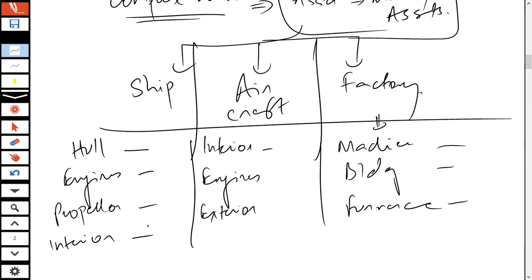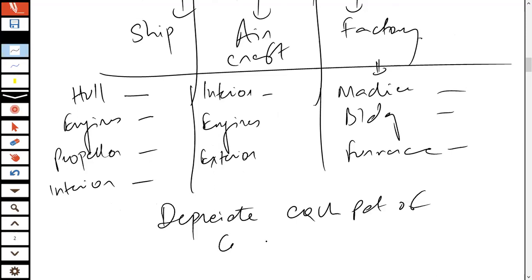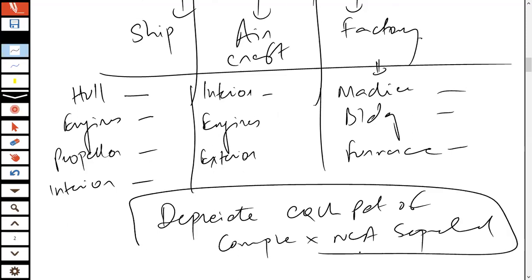So if you have got complex non-current assets, what you do is that you depreciate each part of a complex non-current asset separately. What do we actually do? We actually depreciate each part of the complex non-current asset separately.